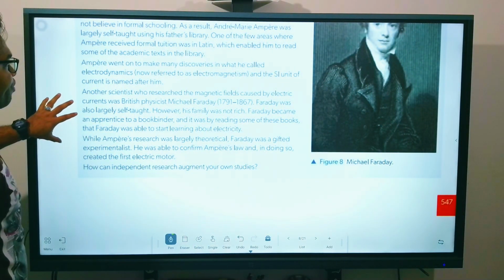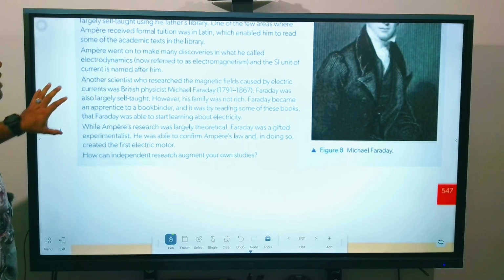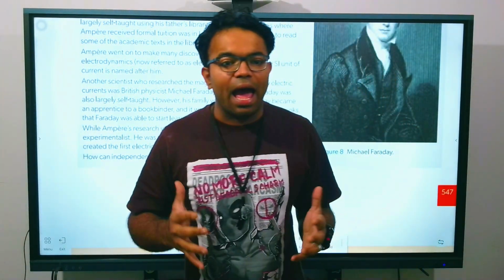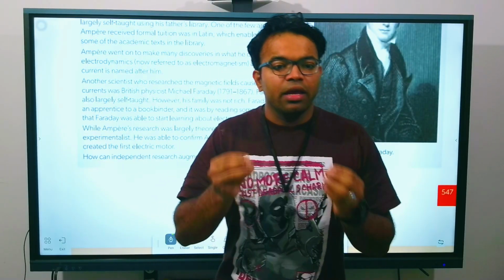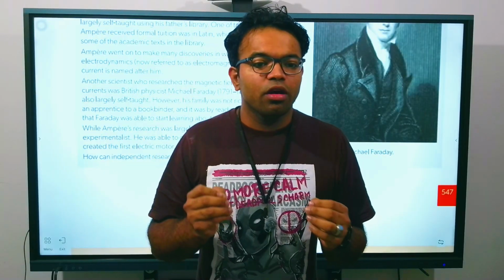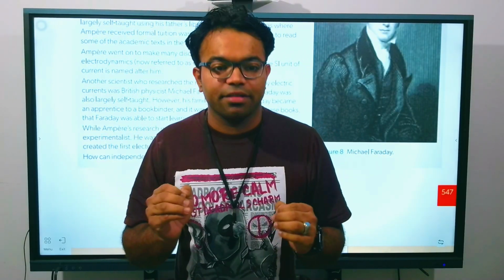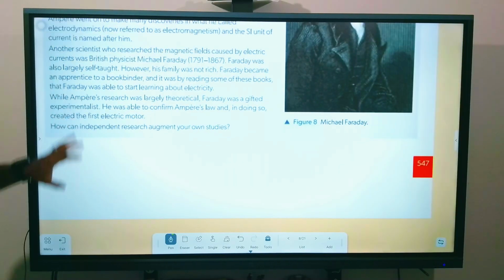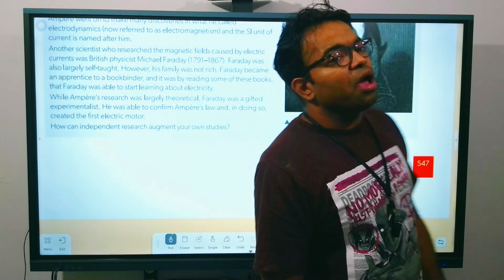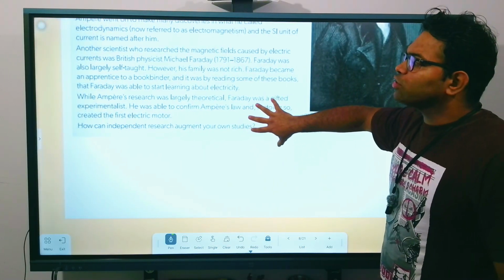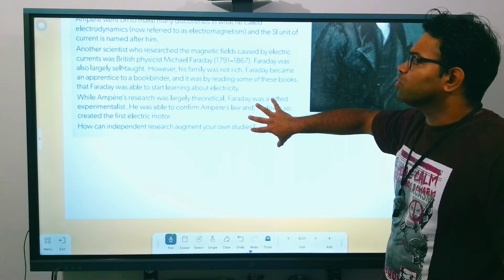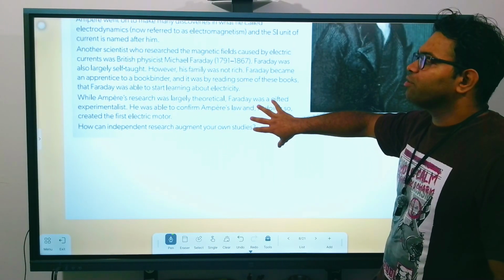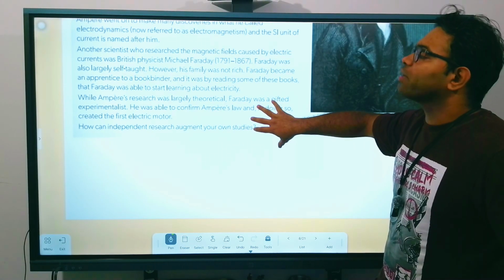Okay, now let's move on. The SI unit for current is the Ampere, and we still know Ampere because his name has been used for that quantity. Another scientist who researched the magnetic fields caused by electric currents was the British physicist Michael Faraday. Faraday was also largely self-taught. However, his family was not rich. Faraday became an apprentice to a bookbinder, and it was by reading some of these books that Faraday was able to start learning about electricity.